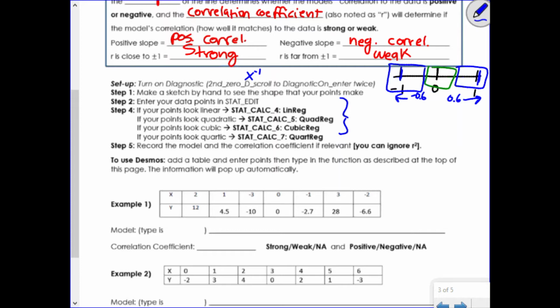In Desmos, I know this isn't printed for you in your notes, but it's just as simple as putting a table in there and then typing down the functions that you wrote at the top, and that's literally all you do for Desmos. There are no extra things you have to put away. Okay? So the stat edit, stat calc is how you would use your graphing calculator. You're just going to use 4 for linear, 5 for quadratic, 6 for cubic, and 7 for quartic. Okay? So let's start with this first one.